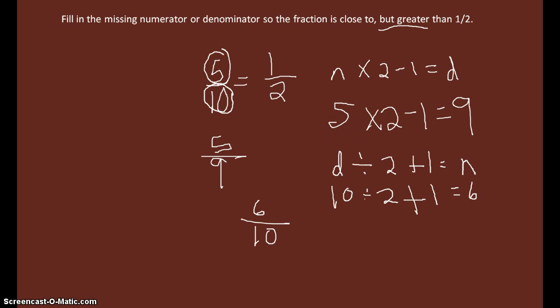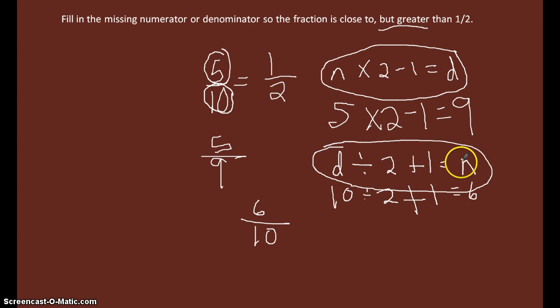So this would be pretty handy for our activity that we're doing to start off. This formula, numerator times 2, subtract 1 equals denominator, will be a good formula to use when our numerator is given and we're having to come up with a denominator. The formula, denominator divided by 2 plus 1 equals numerator, will be handy when our denominator is given but not our numerator. So we'll use these formulas as we do the first 6 items.